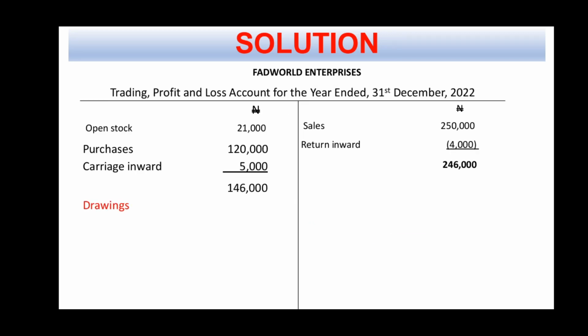So to our T format, the same thing happens. Less return drawing, which is 15,000 naira. If we subtract 15,000 naira, that will be 131,000 naira. Now let's go and check the question.